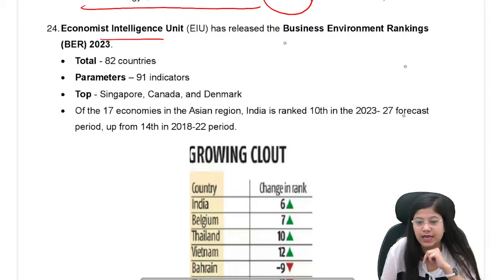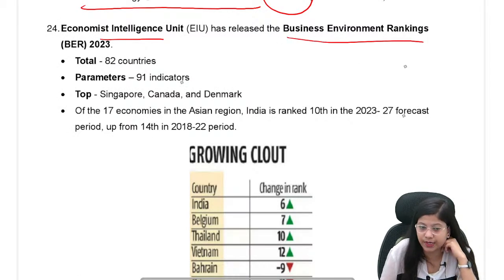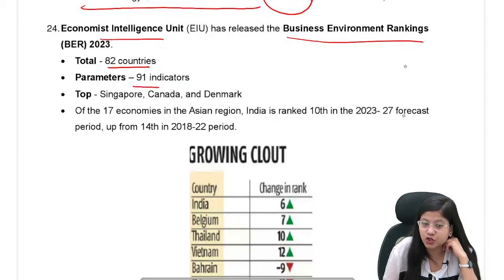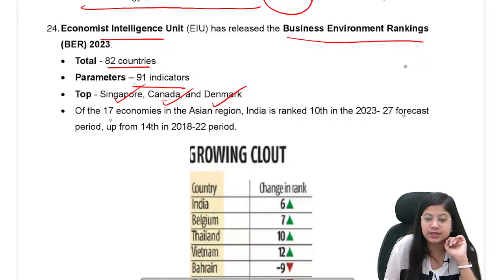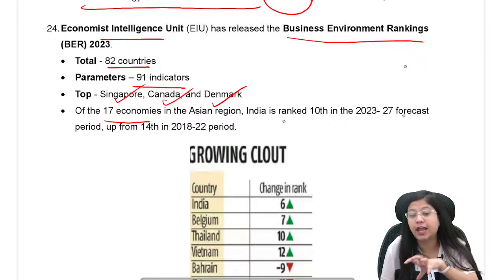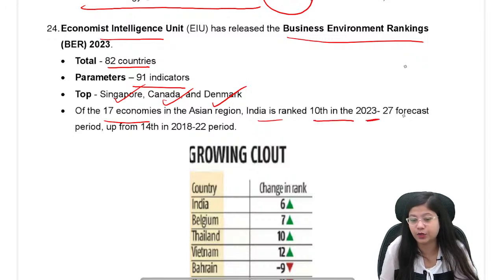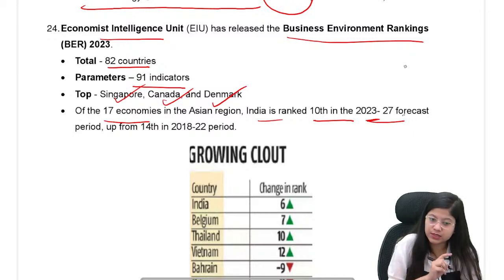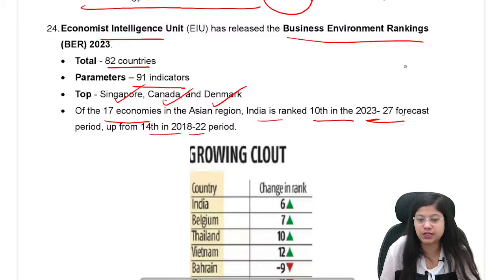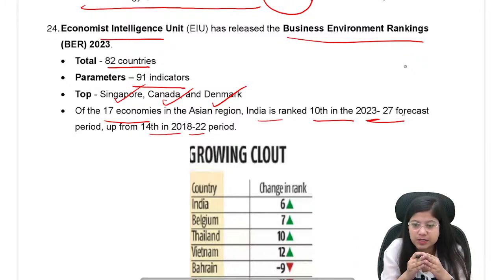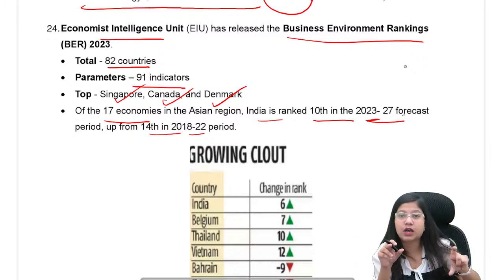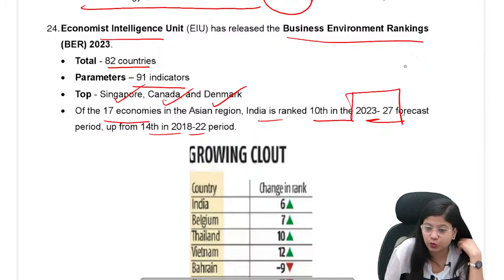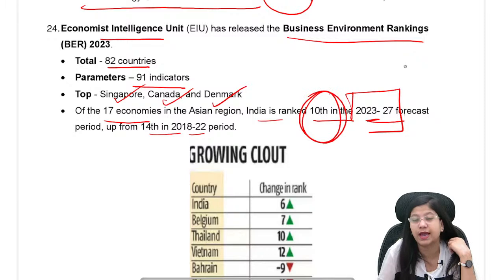Economist Intelligence Unit has released the Business Environment Rankings 2023. 82 countries were assessed on 91 indicators. Singapore, Canada and Denmark are the top 3 countries. Then out of 17 economies in the Asian region, India is ranked at the 10th in 2023 to 2027 forecast period, up from 14th position in 2018 to 2022 period. So basically this business environment ranking has given the forecast for a particular tenure. So 2023 to 2027, India's position is going to stay at 10th rank. Okay.